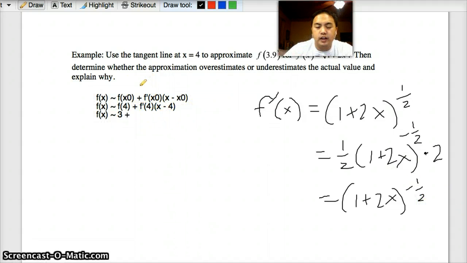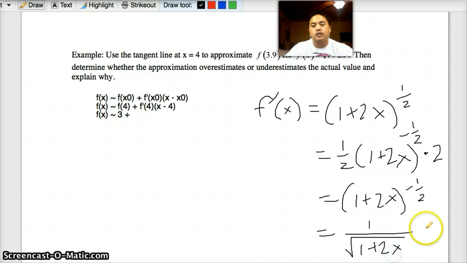So this part right here, and some of you may not know what this means, so I'm just going to simplify this. This is the exact same thing as 1 over the square root of 1 plus 2x. And some of you may be confused how I get that. That's the definition of a half power, square root, and negative means putting it in the denominator.